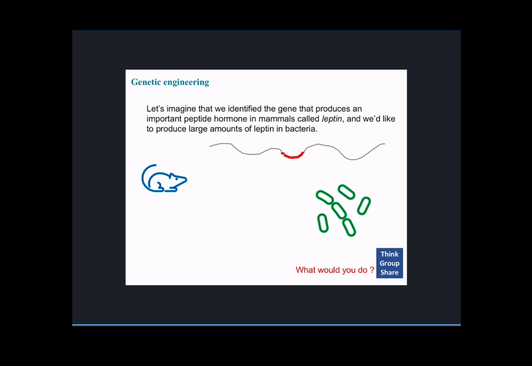So let me present it with this scenario. Let's imagine that we identify the gene in mice that produces an important peptide hormone in mammals called leptin. That's a real peptide hormone. And we'd like to produce very large amounts of leptin, but in bacteria. So essentially what we want to do is put the sequence for mouse leptin into a bacterium such that the bacterium can start to produce large amounts of leptin for us. How would you do that?